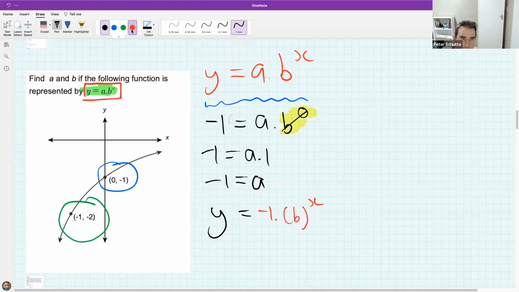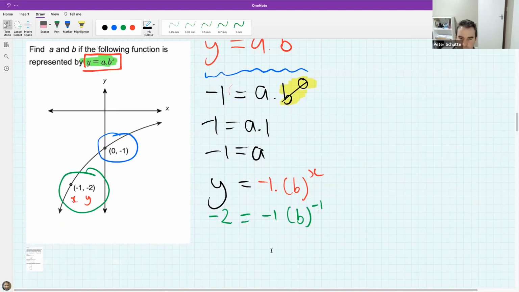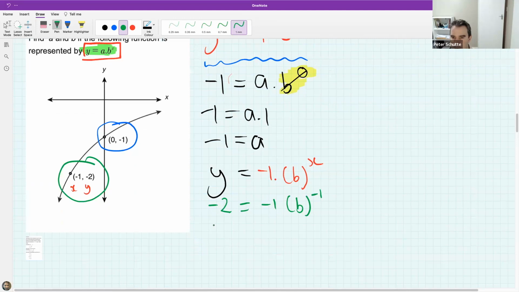So I know that this is X and this is Y. So I could put a -2 there, -1 there. B I don't know, and that's -1. Who can help me figure out this one? What do I have to do?